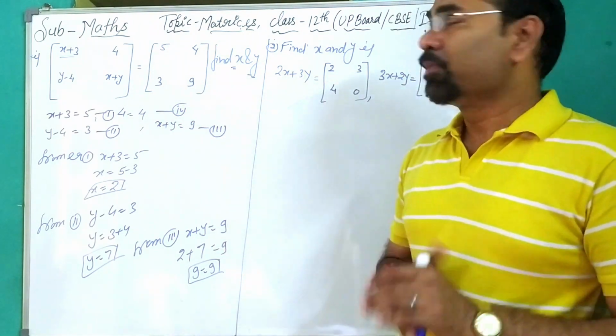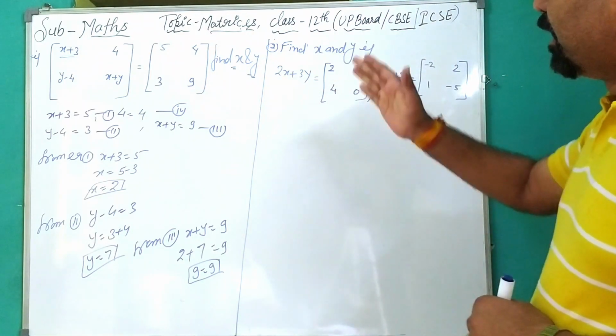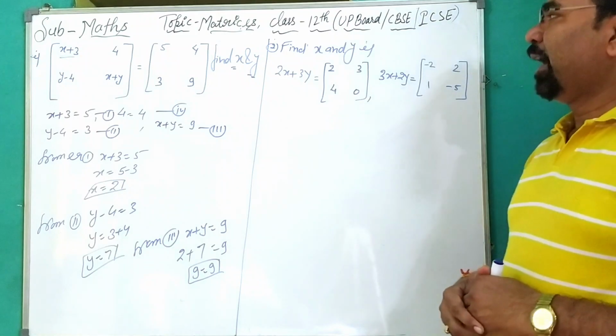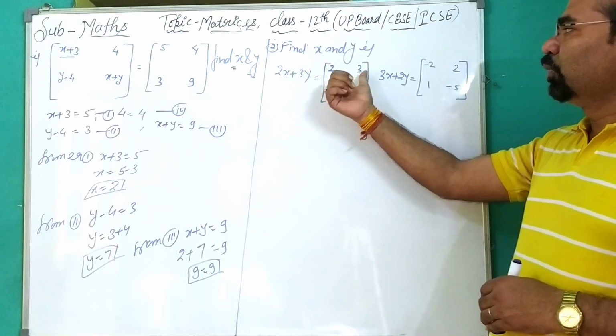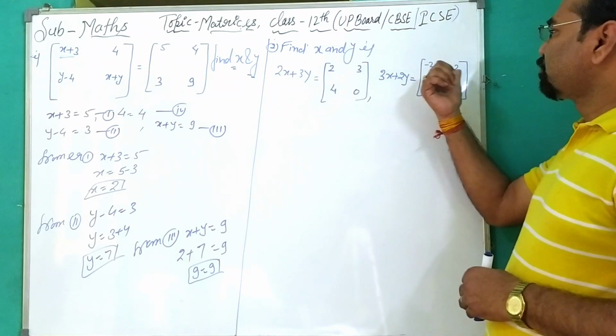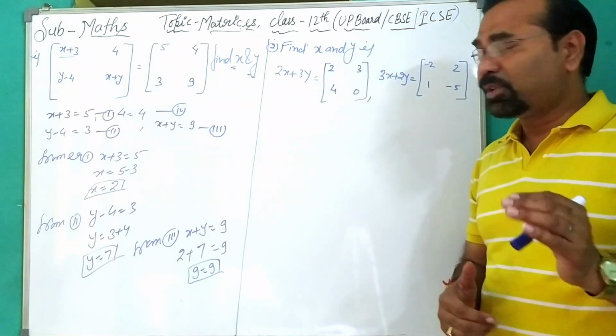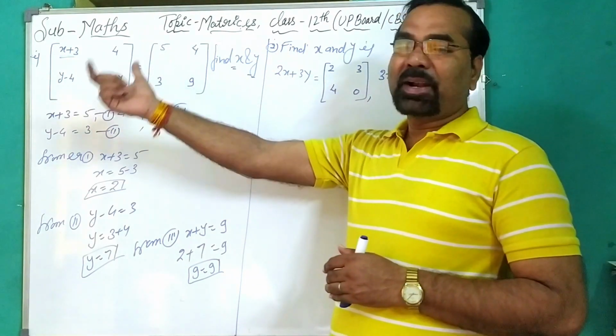Okay students, now we come to another example. Here also we can find the values of x and y. Given 2x plus 3y is equal to 2, 3, 4, 0 and 3x plus 2y is equal to minus 2, 2, 1, minus 1. Okay students, now look at that. Here is something different: here the values of x and y were given in matrix form.